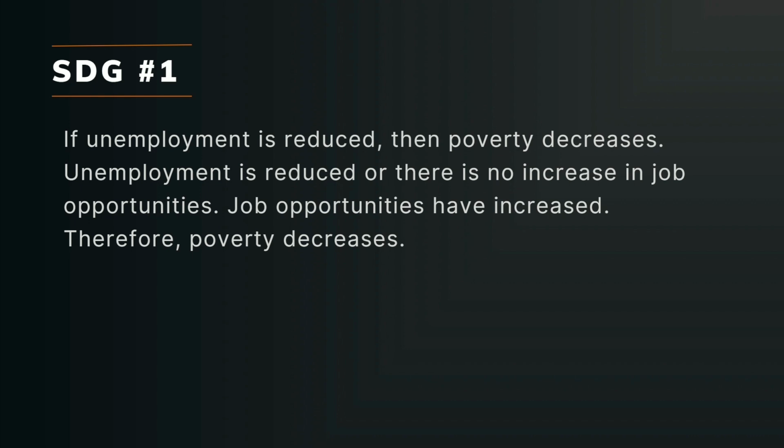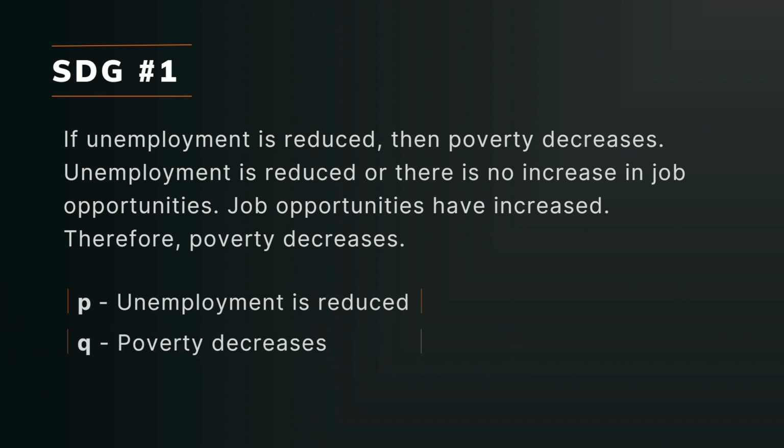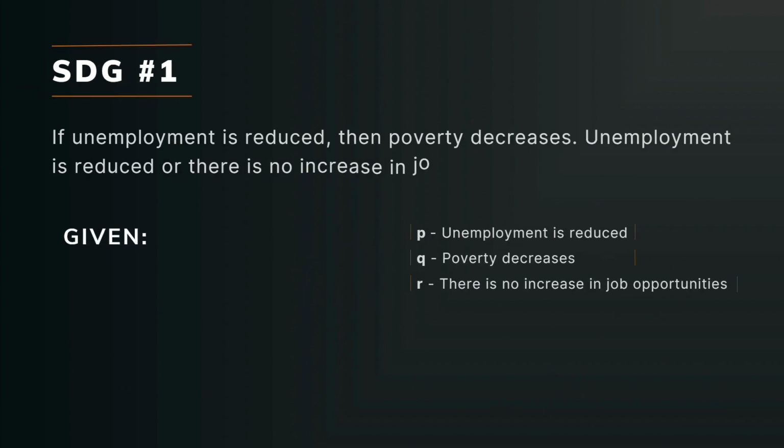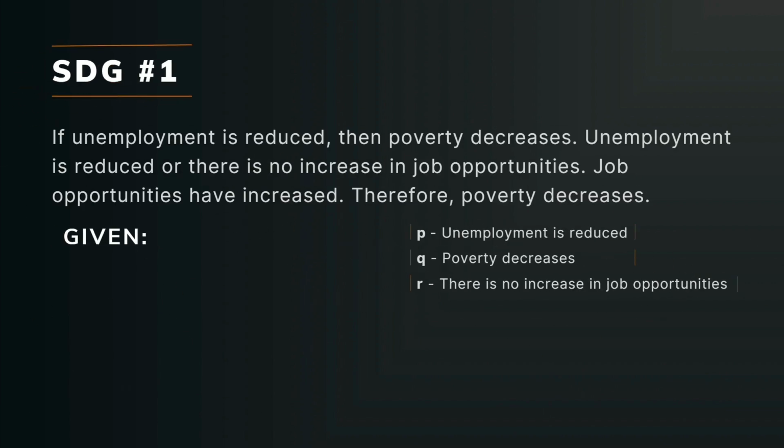Now let's identify our variables in this statement. First, let P be the unemployment is reduced, let Q be the poverty decreases, and let R be the no increase in job opportunities. Next, we will identify the premises and their variable form, to be used for our proving later on.